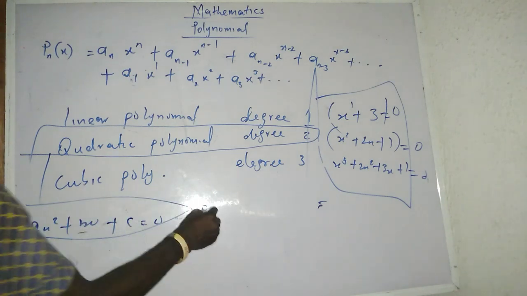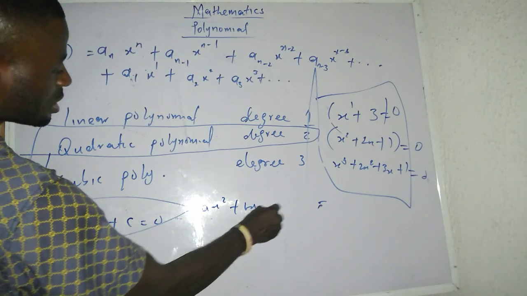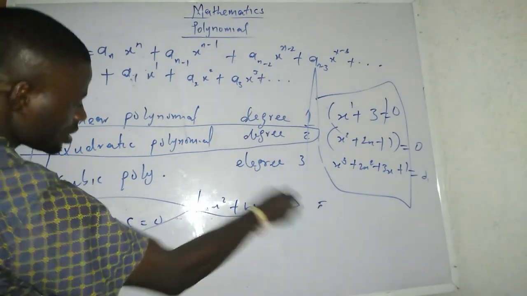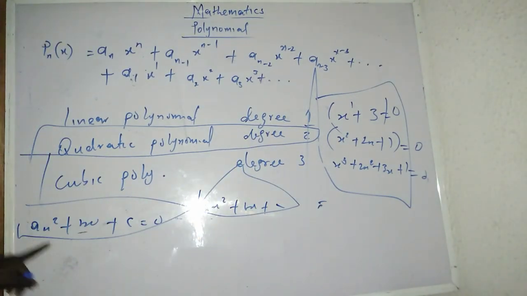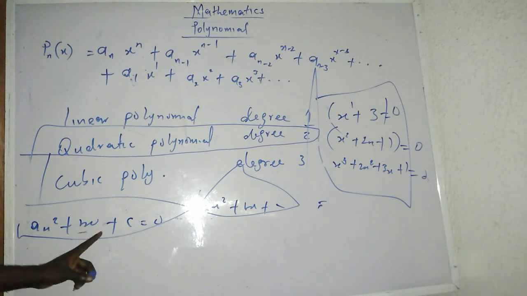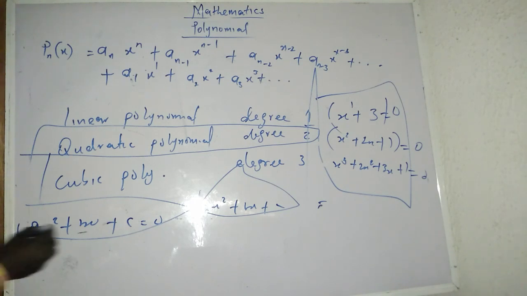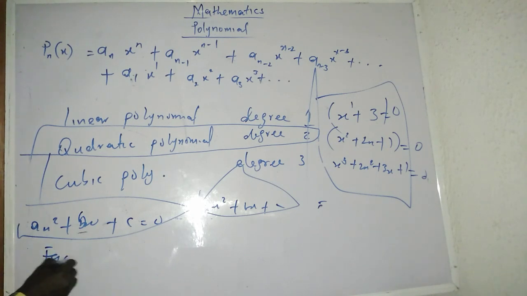But when I have ax squared plus bx plus c, this is an expression. This is an expression, and this is an equation. If I should solve this, there are 4 methods of solving it. The first one is the factorization method.